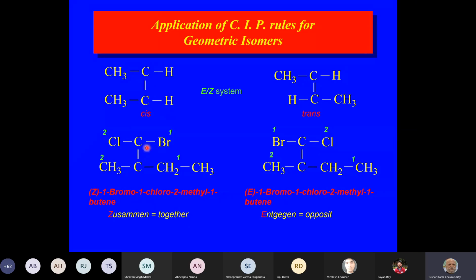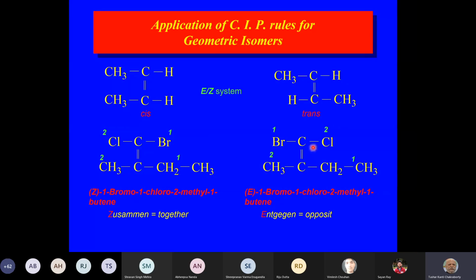Now the substrate has other substituents. You have a bromine and you have a chlorine. Out of these two, bromine has a higher priority than chlorine. And at the bottom one, you have an ethyl group and a methyl group. So the ethyl group has a higher priority than the methyl one. So if you look at the overall structure, you can see that on both carbons the higher priority groups are on the same side. So this is a cis structure.